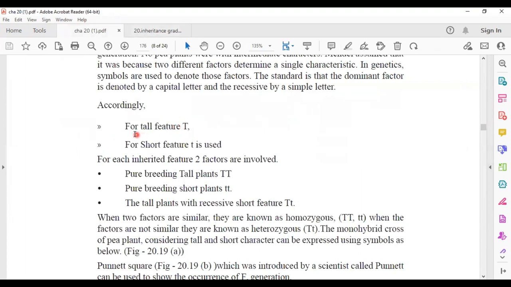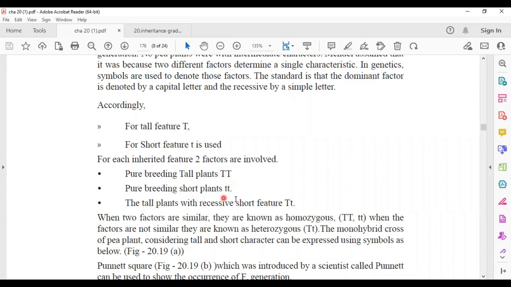You can see for the tall feature, we are taking capital T, and for the short feature, we are taking simple t. Then for each feature, we will see how we are taking those factors. I told you, for each feature, there are 2 factors to determine that feature or characteristic. Then pure breeding tall plants can be shown by capital T, capital T. 2 factors are there. And pure breeding short plants can be shown by simple t, simple t.